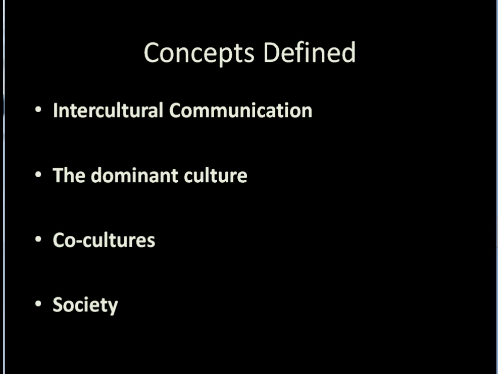Now I want to hit on a few terms in the chapter. Intercultural communication involves the interaction between people whose cultural perceptions and symbol systems differ enough to influence the communication event. That's the definition that's in the textbook. The critical part of the definition is "to influence."